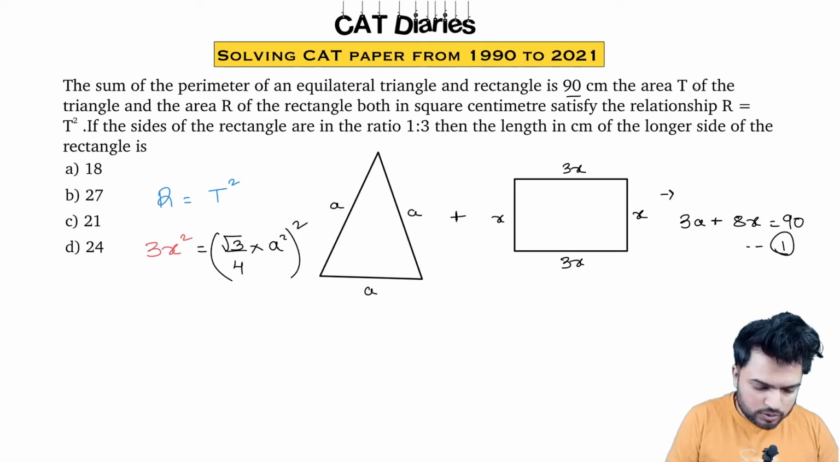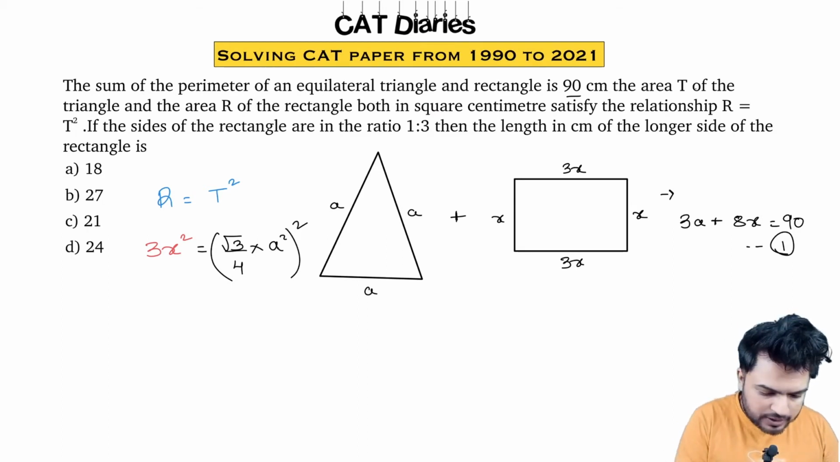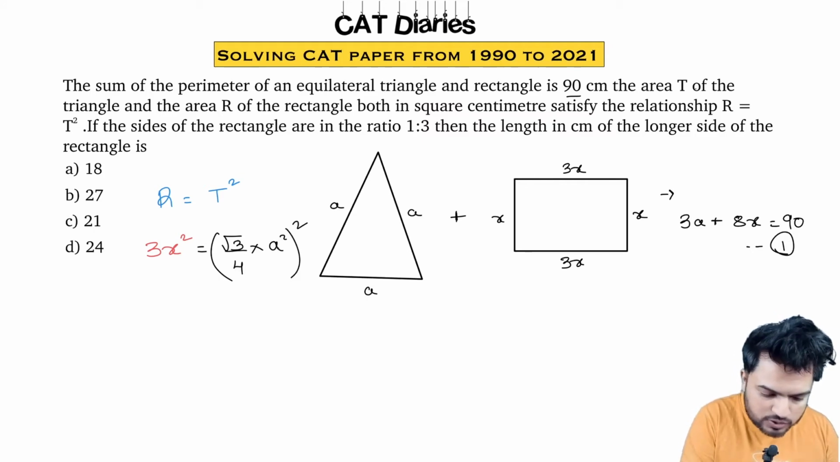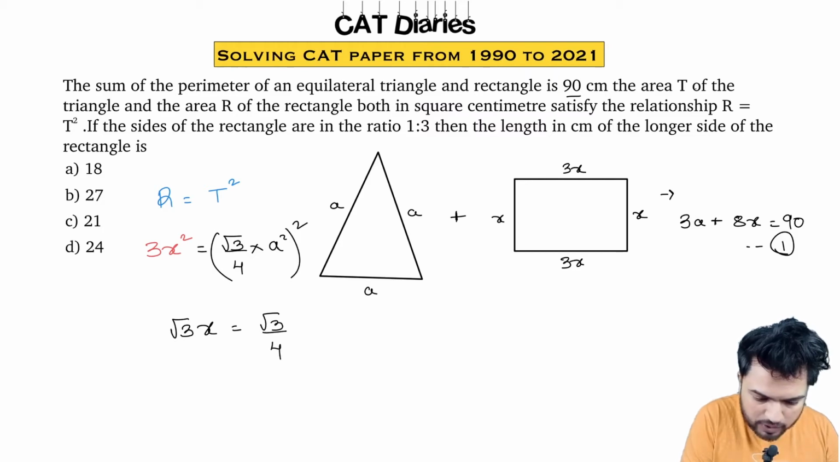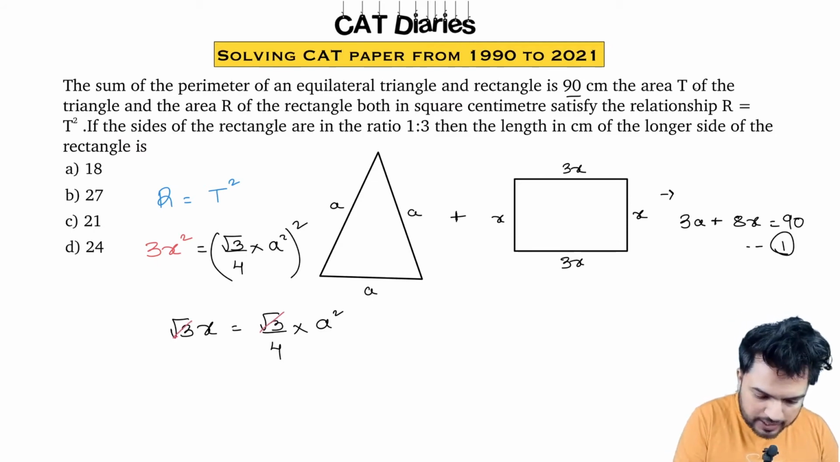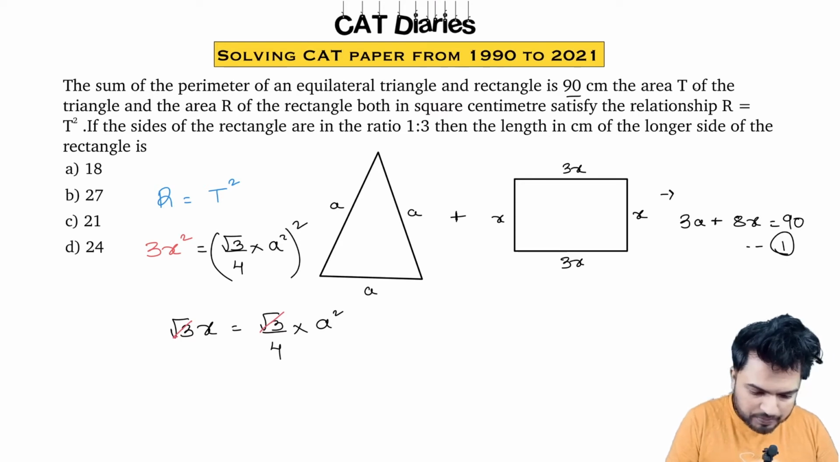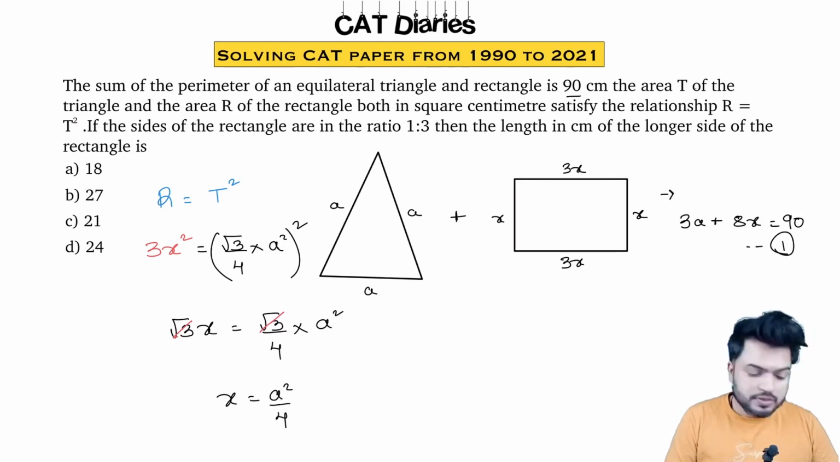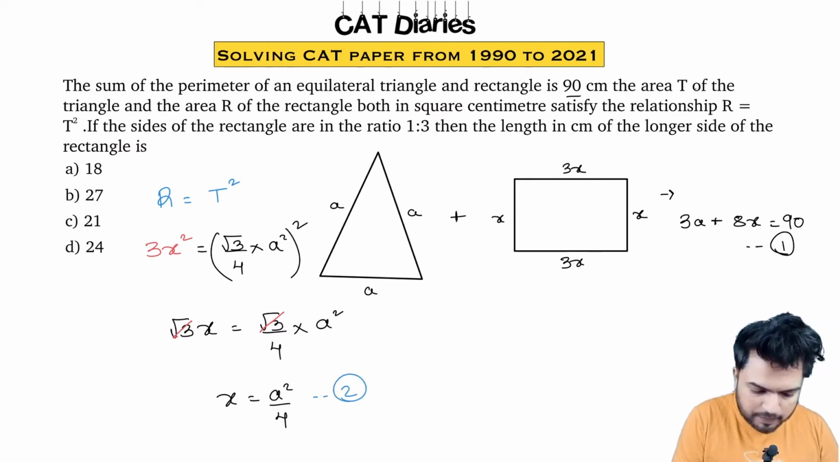Now just solve this to reach the answer. I'll take square root on both sides, and that will get me x in terms of a square, and then I can substitute that. Taking square root on both sides, this will become square root of 3 into x is equal to square root of 3 by 4 into a square. Now the square root of 3 gets cancelled. So x is equal to a square by 4. That is what I get from this one. This is my equation number 2. Now just substitute 2 into 1 to reach the answer.